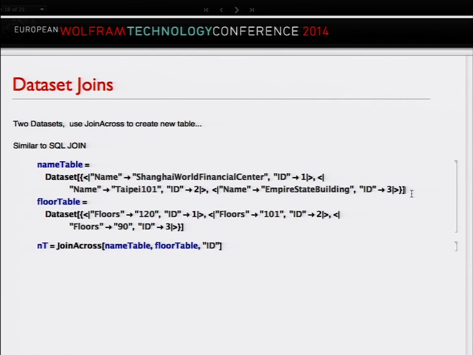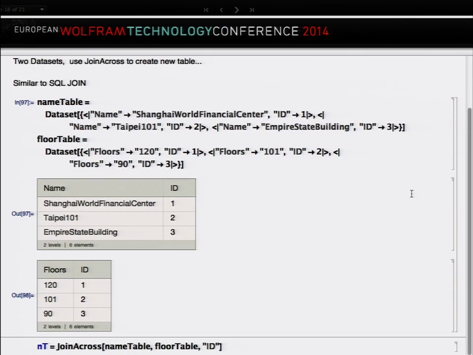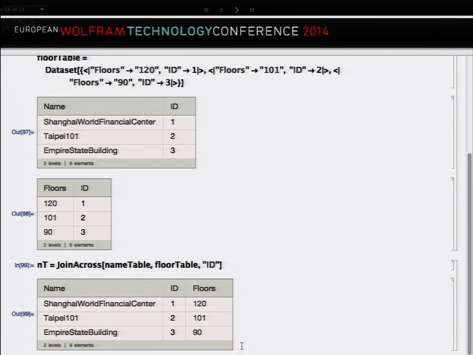Here's another example of data set. So I've got two. This is using join across, but now this is join across operating on a data set. So I've got two tables. Each table has a common ID, and I'm going to do a join across where I give it the ID, and it produces another data set where it sort of joins things together. So these sorts of things are built in.